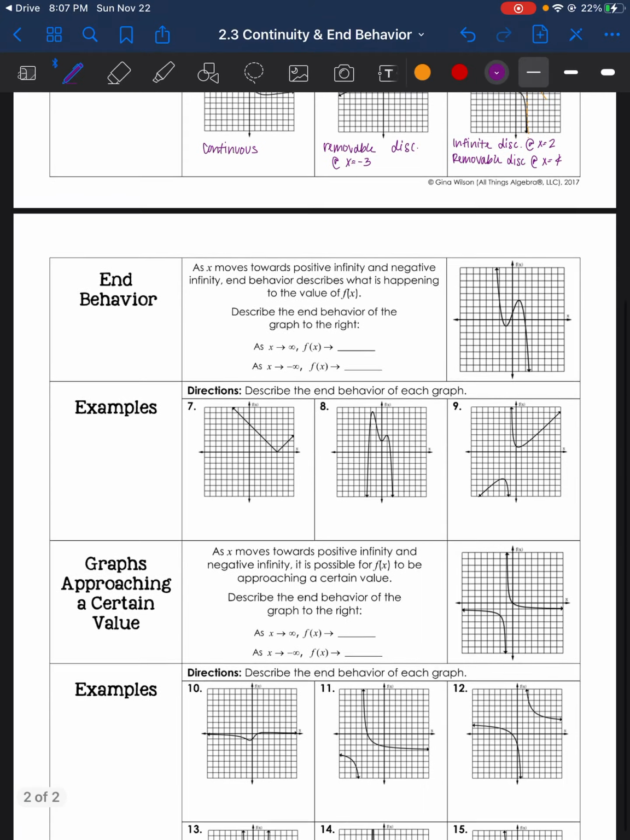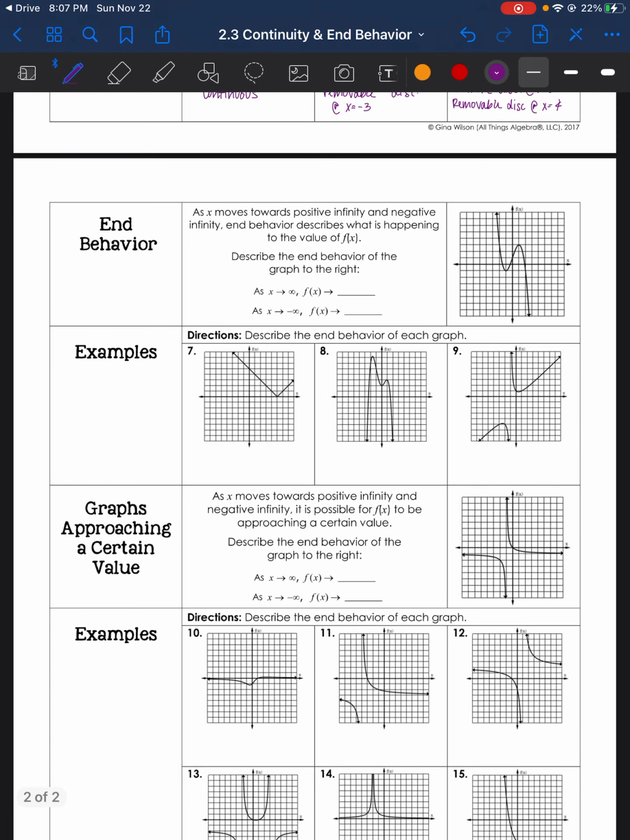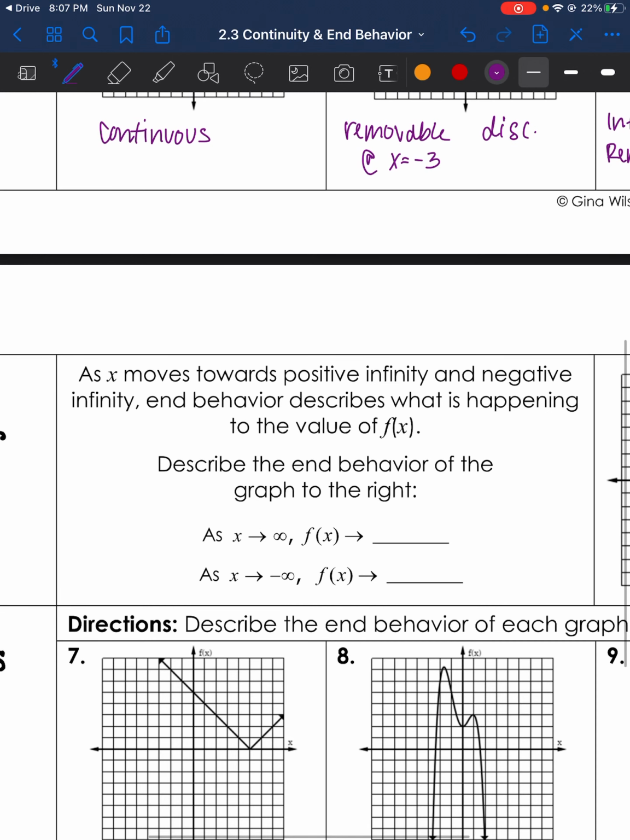Let's move on here to end behavior. Okay, so end behavior, let's read this box here. As x moves towards positive infinity and negative infinity, end behavior describes what is happening to the value of f of x. Describe the end behavior of the graph to the right. First we're going to look at as x goes to infinity. As x goes to infinity, what is happening to f of x? What is happening to the y values?